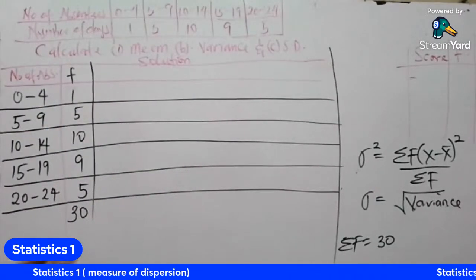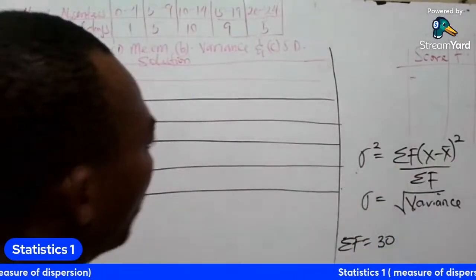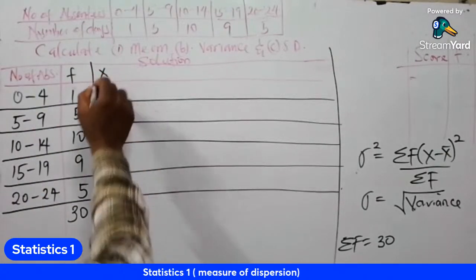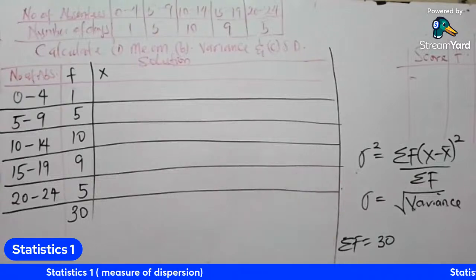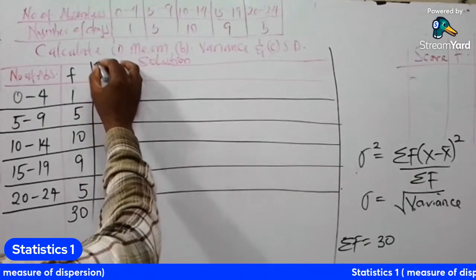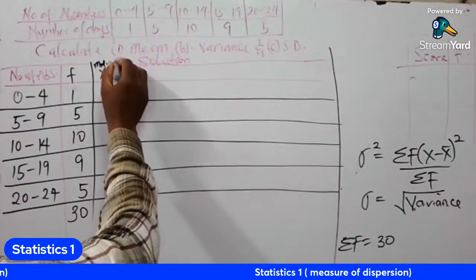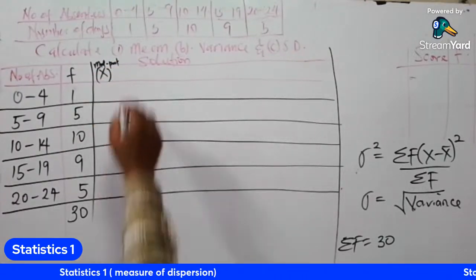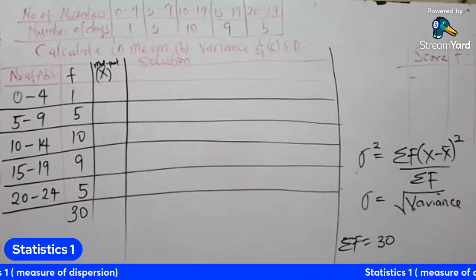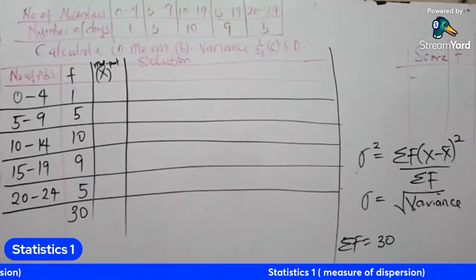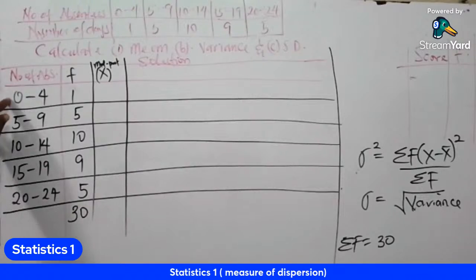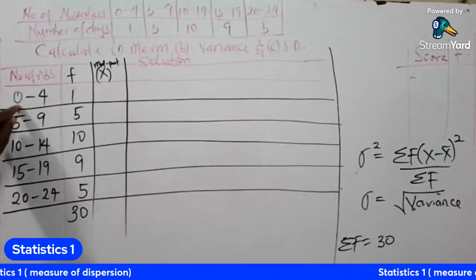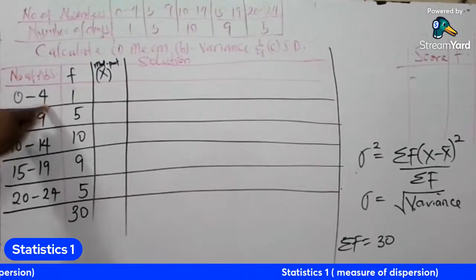What is the next thing in the formula? You will need x, because it's talking about the values of x. The x simply means the midpoint. How do you get your midpoint? In the previous video, we talked about getting the midpoint by adding the lower class limit plus the upper class limit. That is, you add 0 plus 4 and look for the average.